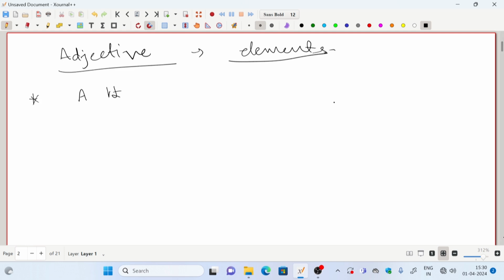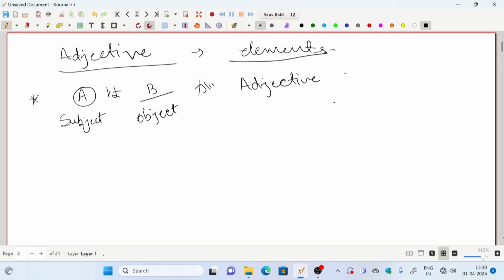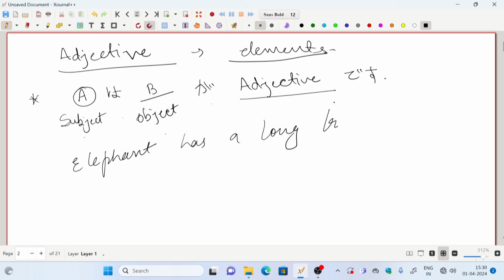A could be subject, B could be object, ga adjective. So subject wa, object ga, adjective, i-type or na-type, both will go. Suppose we want to say elephant has a long trunk.